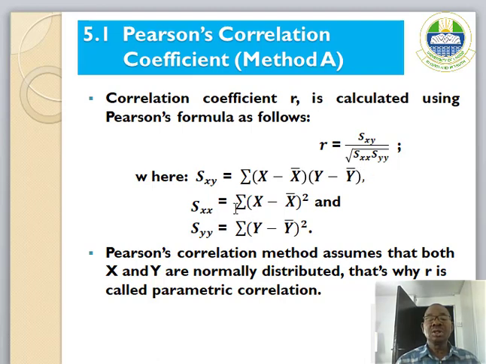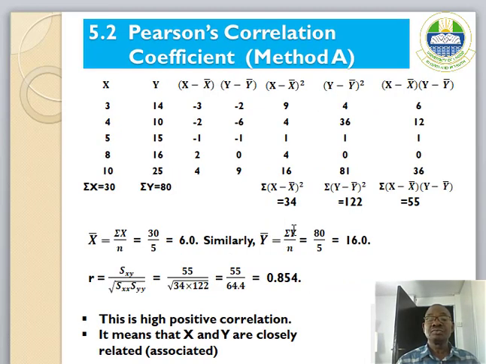Also, SXX is the sum of X minus X bar squared, and so on for Y minus Y bar. Now, Pearson's correlation is called parametric correlation simply because there's an assumption that X and Y are normally distributed. Let us implement the above formula that we have given.